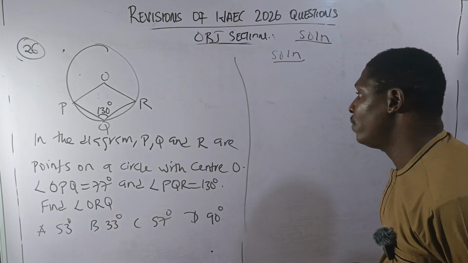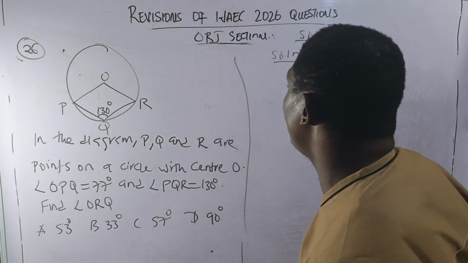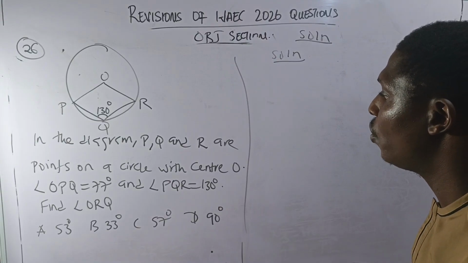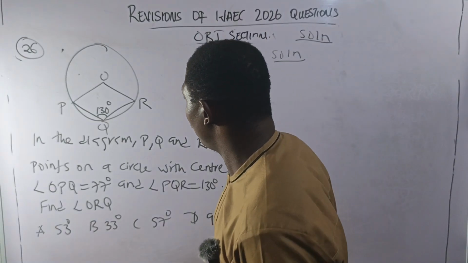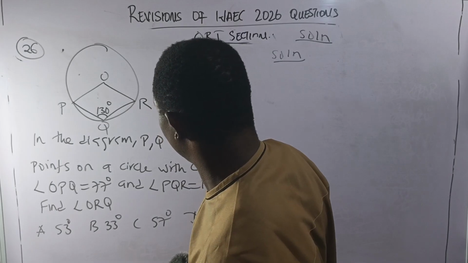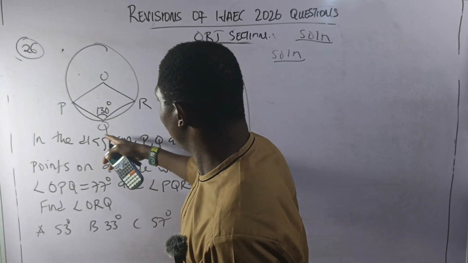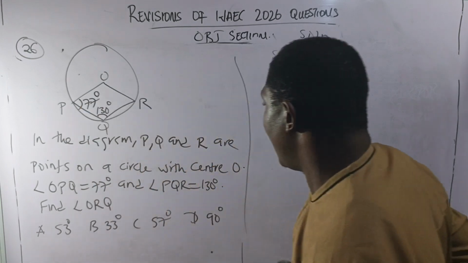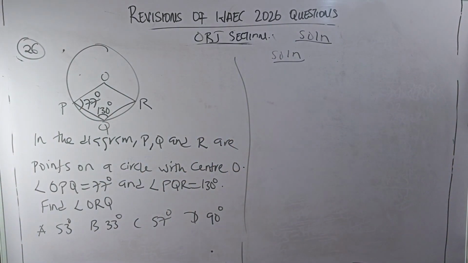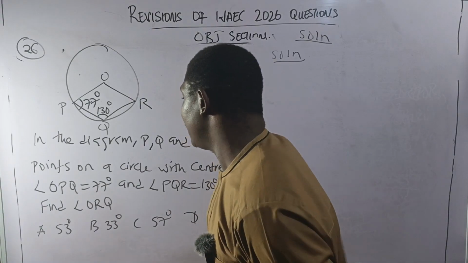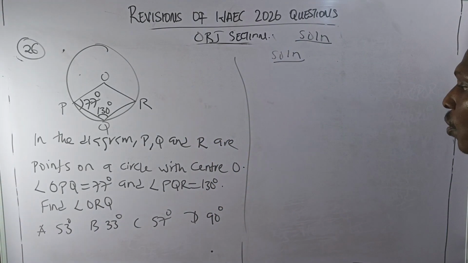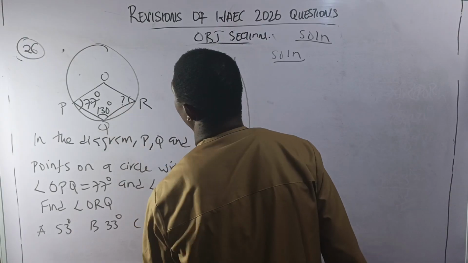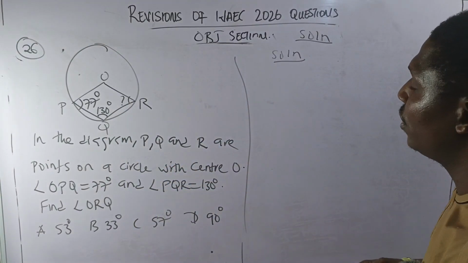We have, in the diagram rather, P, Q and R arrow are points on a circle with center O. Here's my O. Angle OPQ is 77 degree, and angle PQR is 130 degree. They said find angle OR Q. OR Q is this. This is the angle we are looking for. So how do we look for that angle?